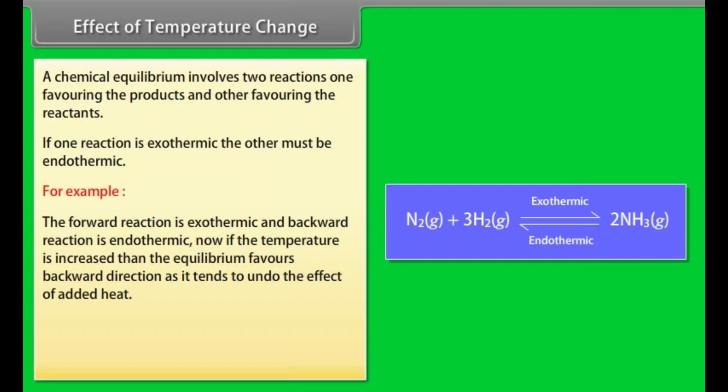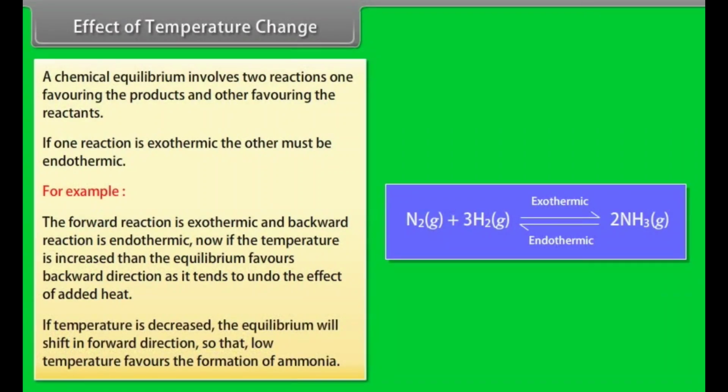Now, if the temperature is increased, then the equilibrium favors the backward direction as it tends to undo the effect of added heat. If the temperature is decreased, the equilibrium will shift in the forward direction. So, low temperature favors the formation of ammonia.